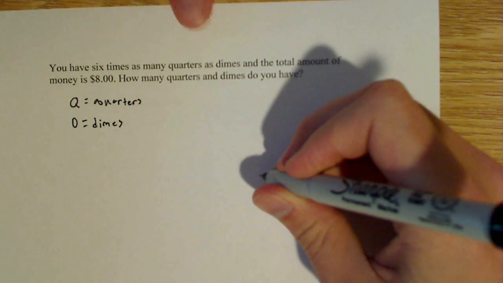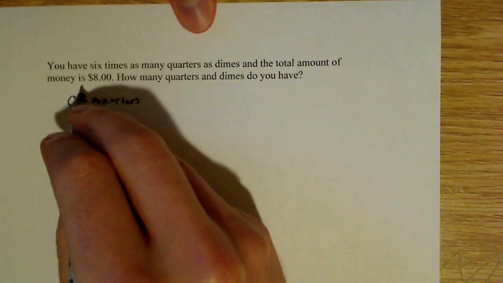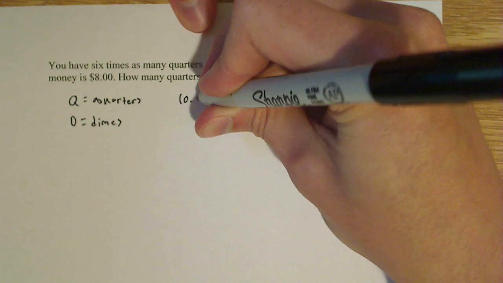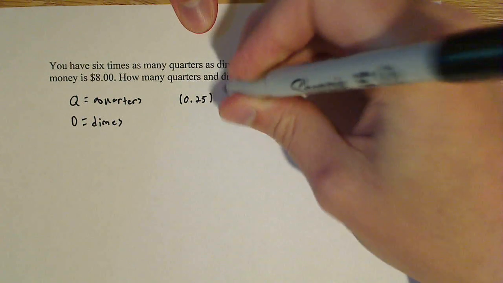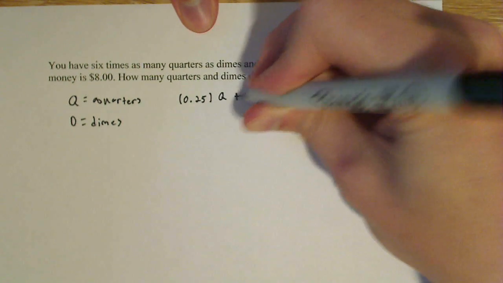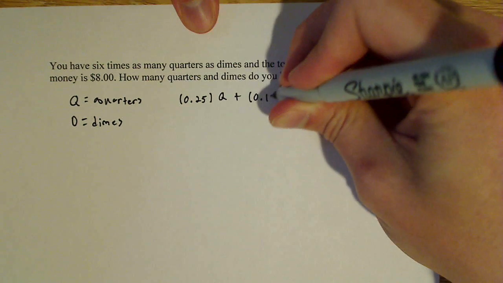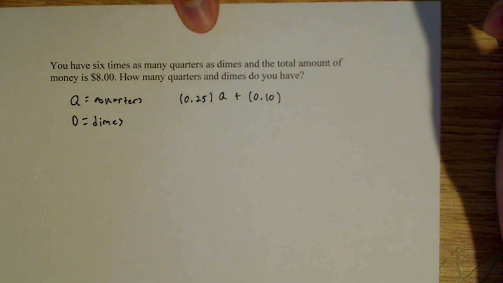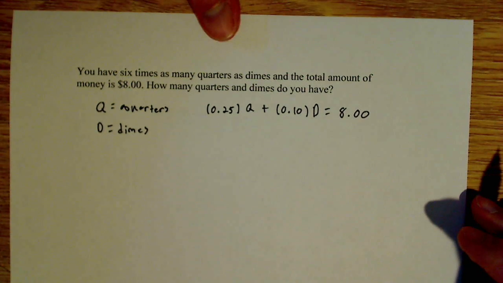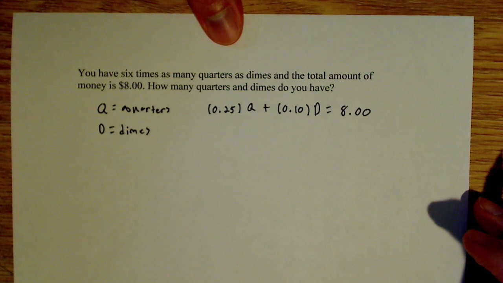Okay? Now, we know from this piece of information where it says the total amount of money is $8, that 0.25, because each quarter is 0.25 or 25 cents, times Q, plus 0.10, and the reason it's 0.1 is because each dime is worth 10 cents, times D, all equals $8. Okay. Now that is indeed our first equation. So it's 0.25Q plus 0.10D equals $8.